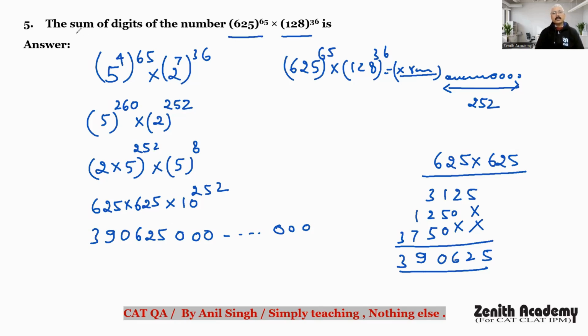So the question is about the sum of the digits of the product. The sum of the digits will be 3 plus 9 plus 6 plus 2 plus 5, and the sum of all the zeros is 0. This is 3 plus 9 is 12, plus 6 is 18, plus 2 is 20, plus 5 is 25. So the answer is 25.